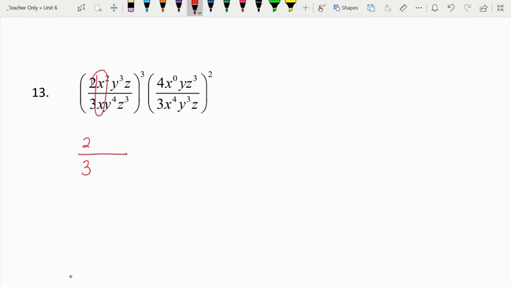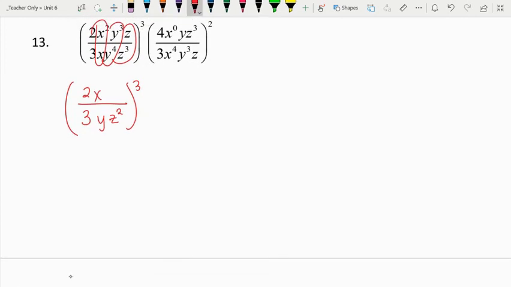The x's becomes x in the numerator. The y's is 1y in the denominator. And the z's are 2 z's in the denominator. And now we're going to cube it. So I'm going to go ahead and finish this side off. Remember, we have to distribute it to all of the things in here. So 2 to the third is 8.